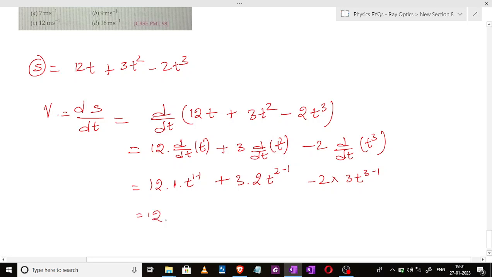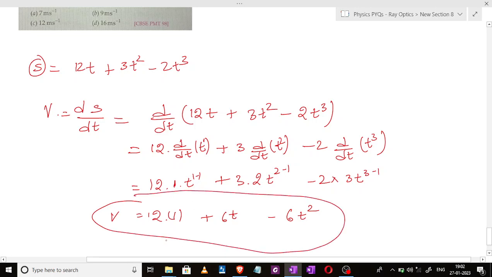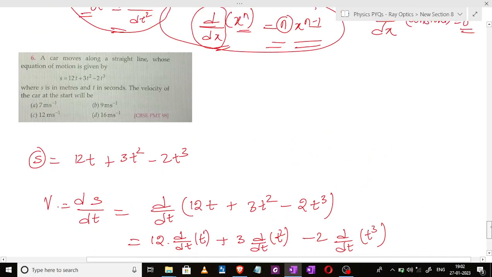Now 12 t^(1−1): 1 minus 1 is 0, and anything to the power 0 is 1. So 3 into 2 is 6, t^(2−1) is t, which we can ignore, minus 2 into 3 is 6 t², since 3 minus 1 is 2. So this is the equation for velocity in terms of time, right? Further we can write 12 into 1 is 12, plus 6t, minus 6t². We got the value.